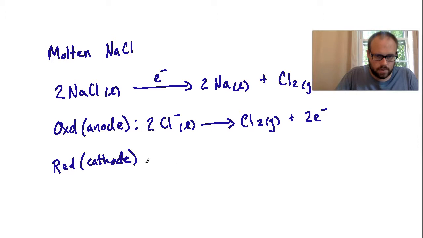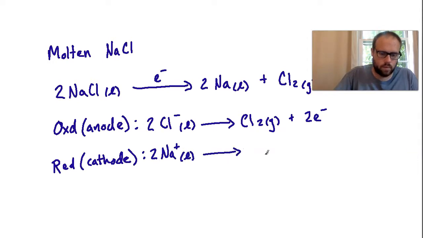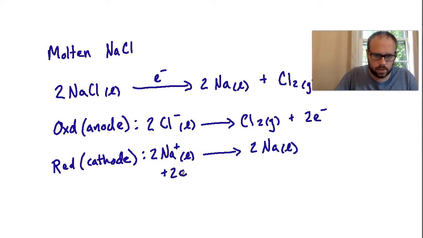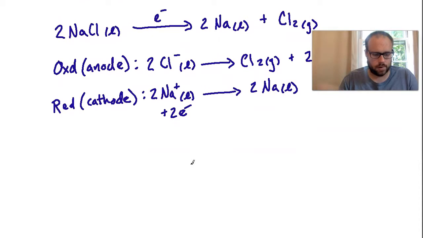is going to be, if I turn around, the 2 Na+ in liquid, molten form, and that's going to go to the 2 sodium liquids. And in this case, it's going to need to gain the 2 electrons, so that should be over on this side. All right, so these are the half reactions here. If I take a look at them, it's 2 electrons for each, so that would be the total number of electrons being passed around here.